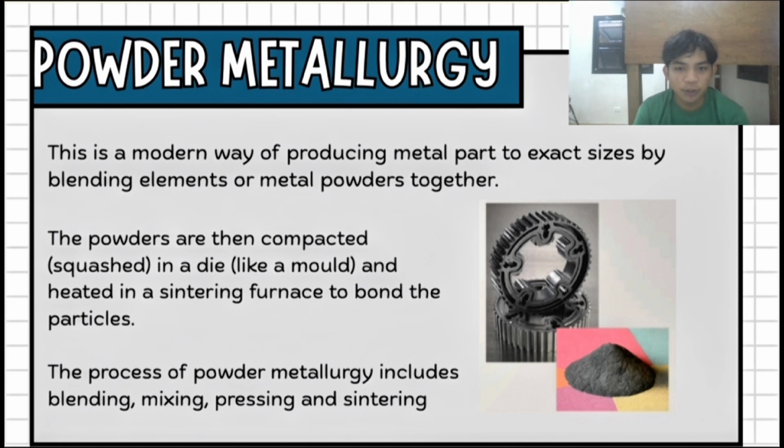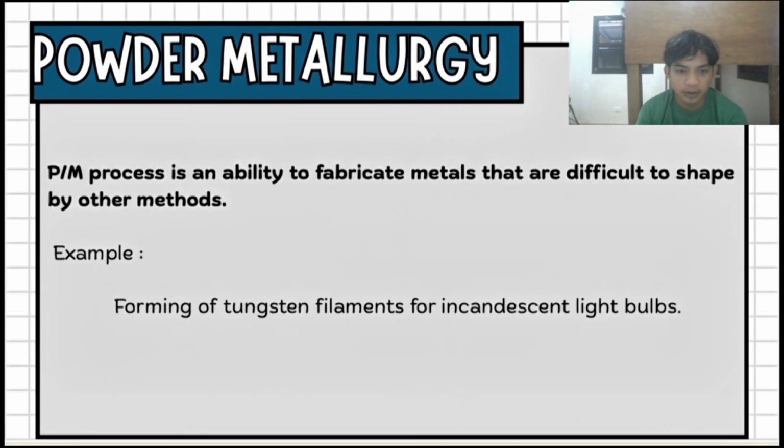Powder metallurgy is a modern way of producing metal parts by blending elements or metal powders together to achieve the desired composition. The key steps are the powders are compacted in a die and then heated in a sintering furnace to bond the particles without fully melting them. The entire process sequence is blending, mixing, pressing, and sintering.